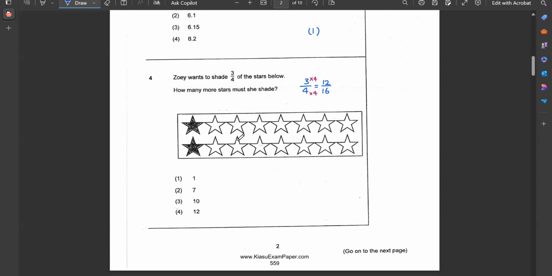Unfortunately, I don't have 12 shaded. We can only see that there are only 2 shaded. So simply, you can take your 12 minus the 2 that are currently shaded to find how many more to shade. So you need to shade 10 more stars. Option 3.